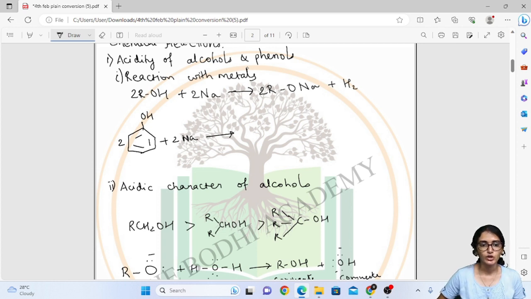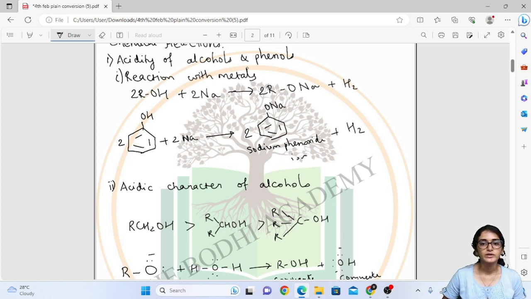Even if you take phenol, what will we get? We will get ONa attached to a benzene ring, which is called the phenoxide ion, sodium phenoxide. And here also we will get hydrogen released.